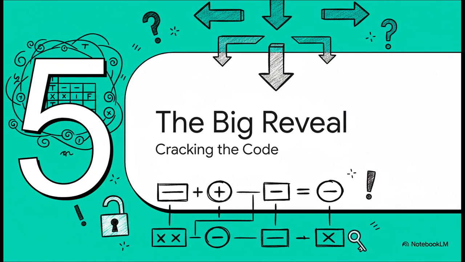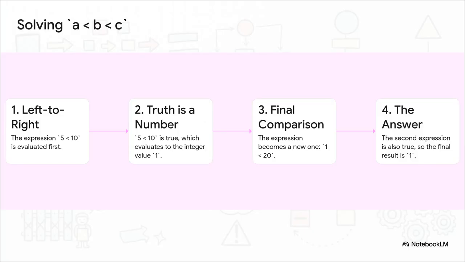Okay, we've learned about associativity, truth values, and type rules. Now, armed with all this knowledge, let's go back to the very beginning and crack that code. The code isn't checking if 10 is mathematically between 5 and 20. Because of left-to-right associativity, it first evaluates 5 less than 10. Is that true? Yes! So that expression produces the integer value 1. The expression then becomes a new comparison. Is 1 less than 20? And yes, that's true as well. So the final result is 1.